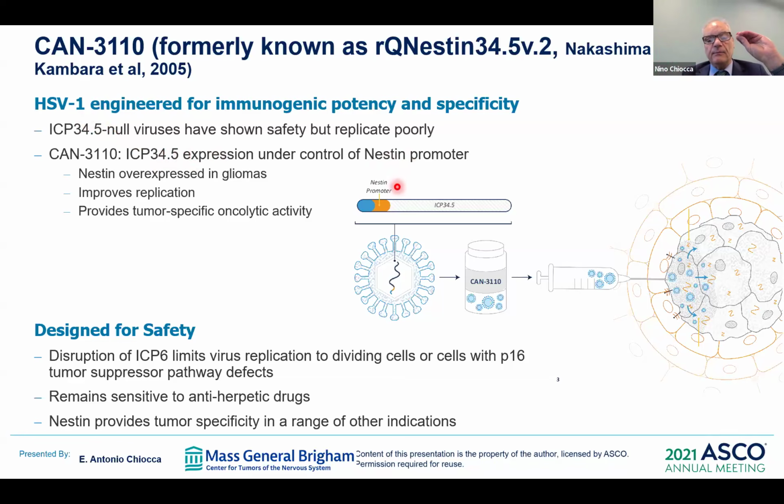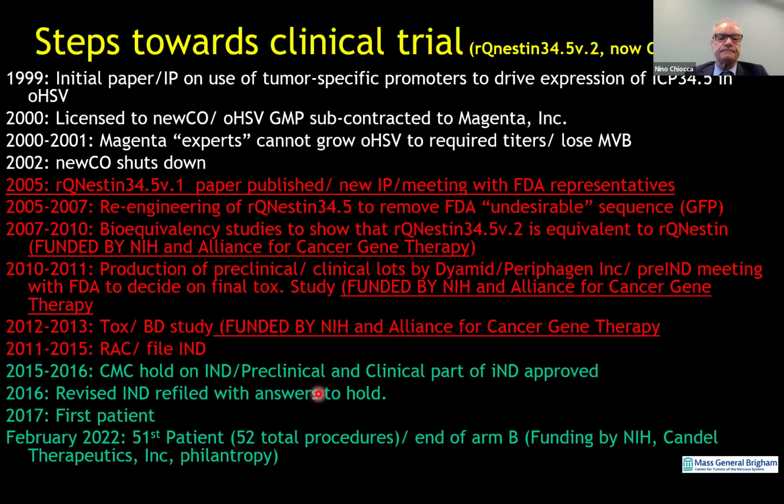The way we did this is we placed this gene under control of a promoter called the Nestin promoter. Nestin is highly expressed in glioblastoma, but in the adult brain, it is not expressed or expressed minimally. So the idea is that if the virus infects a glioblastoma cell, it will still express this gene. It will cause a gliomitis, but it will not cause an encephalitis. And we do want inflammation in the glioma, so we want a gliomitis, without causing toxicity. And there are also safety features that allow us to shut off the virus. These viruses remain very sensitive to antiherpetic drugs like valacyclovir and ganciclovir.